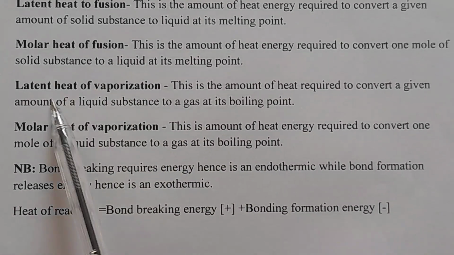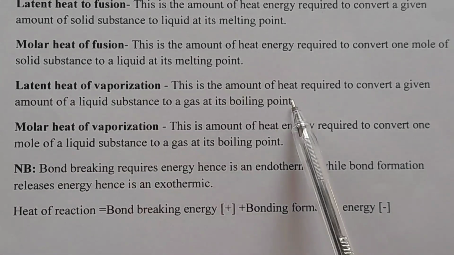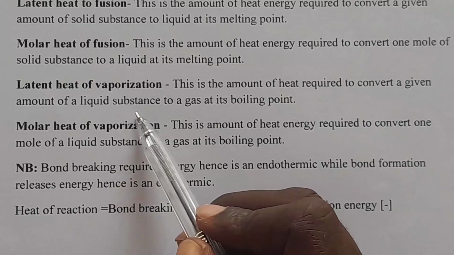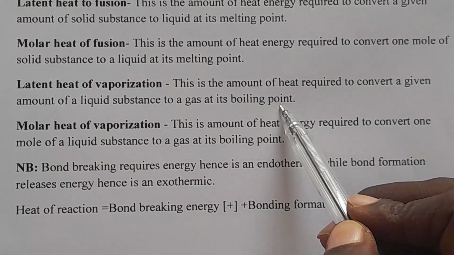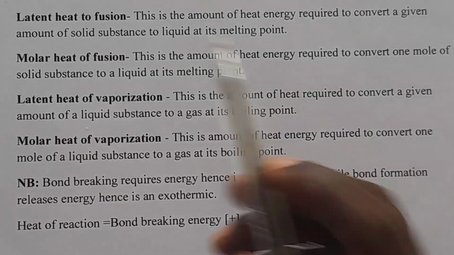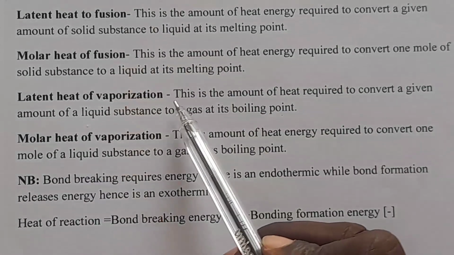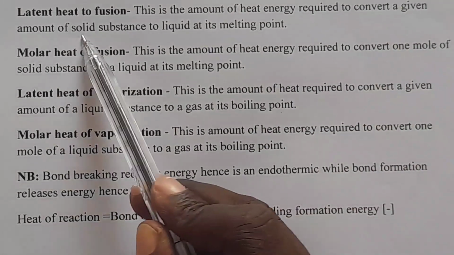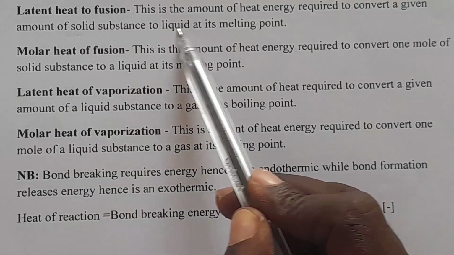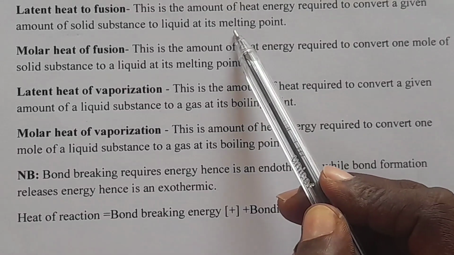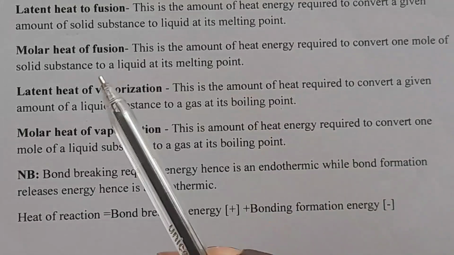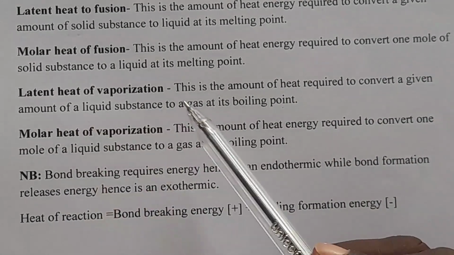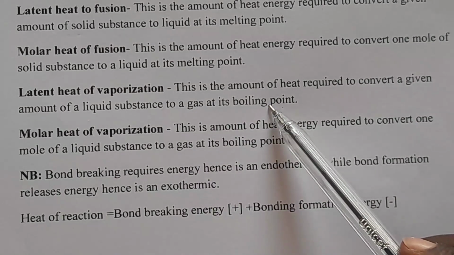Then next, let's go to latent heat of vaporization. This is the amount of heat energy required to convert a given amount of liquid substance, or you can say a given volume of liquid substance, to a gas at its boiling point. So if you know how to define latent heat of fusion, you also know how to define latent heat of vaporization, because you only change a small side: from converting a given mass of solid to a liquid at its melting point, you change it to converting a liquid to a gas at its boiling point.